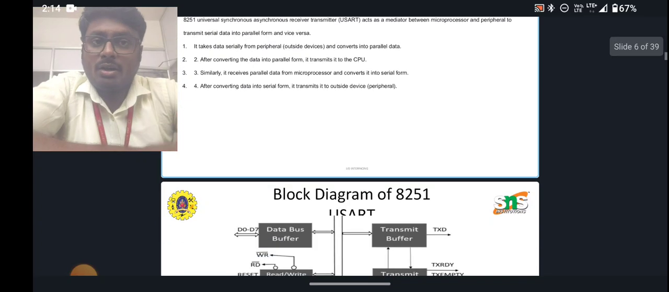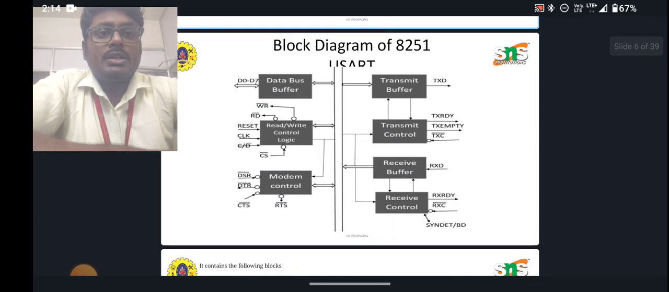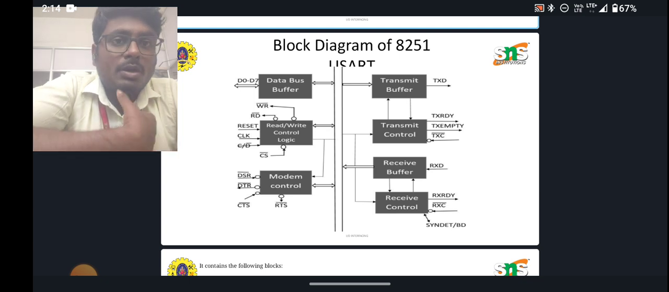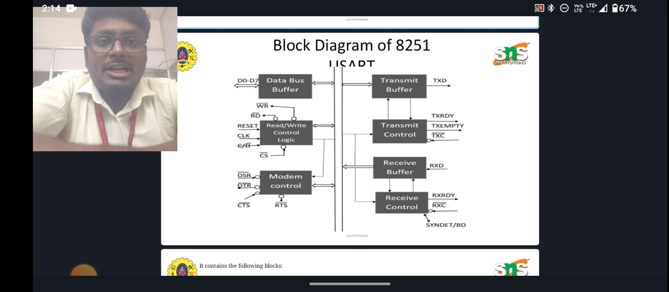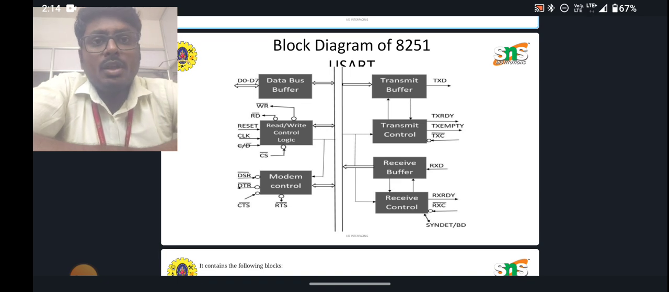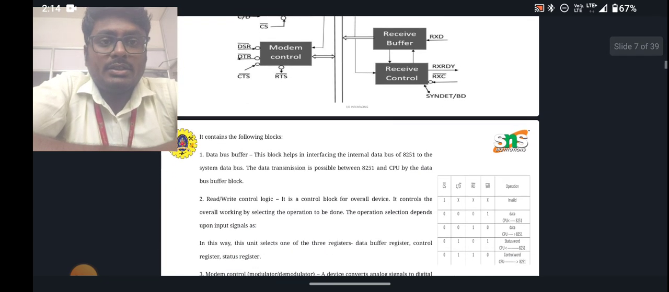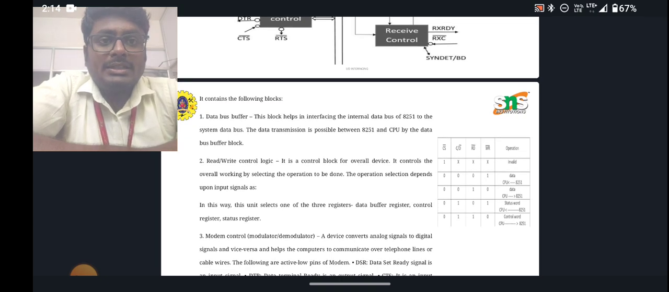You can see the block diagram of it, in which we can see that it consists of the pins D0 to D7, called the data bus buffer, where we can read the data. We also have the read write logic control, the modem control, a transmit buffer, transmit control, receiver buffer and receiver control. Let us see a brief about each block.